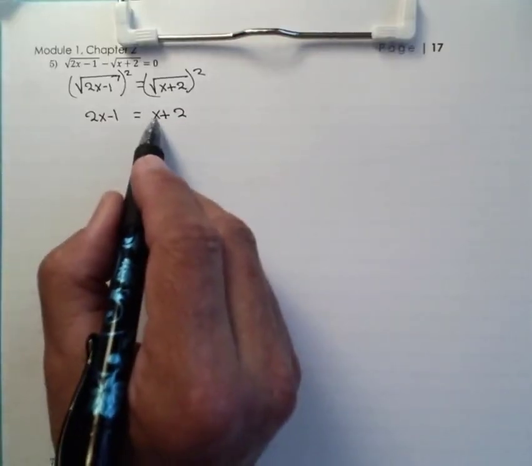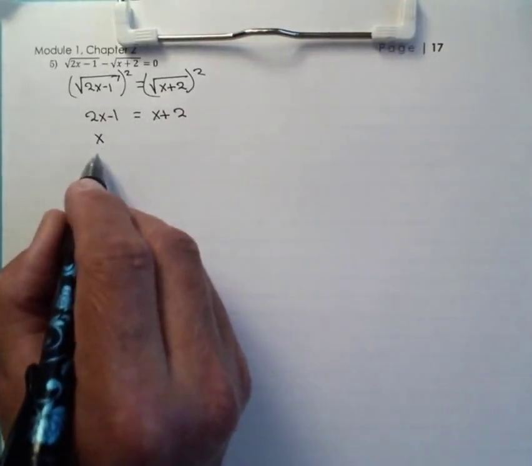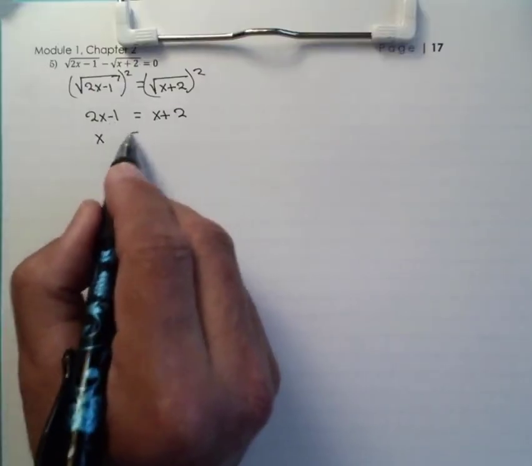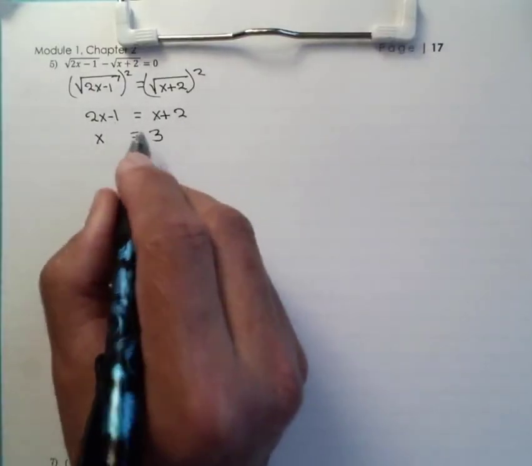It's simple now. Subtract x from both sides, and I end up with just 1x over here. Add 1 to both sides, and I end up with 2 plus 1 or 3. So x is 3.